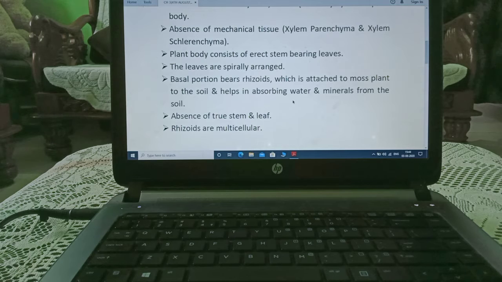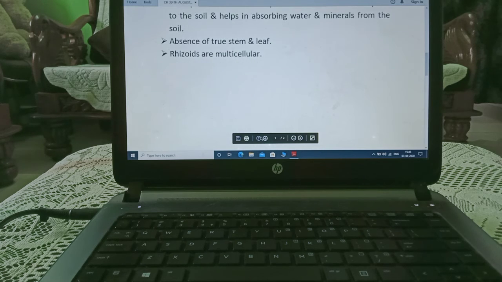They have an absence of a true stem and leaf. Rhizoids are multicellular. Multicellular means they are made up of more than one cell.